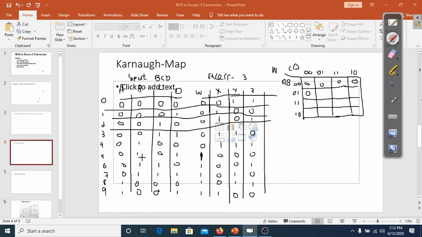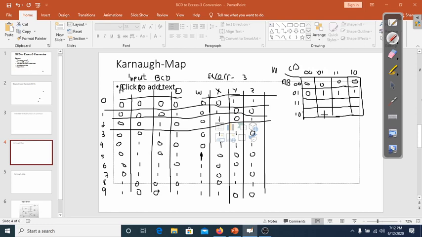For this combination 0 1 0 1, this is equal to 1. For 0 1 1 0, this is 1. So for this combination W is 1, 0 1 1 1, and again 1 0 0 1. So here is 1 0 and 0 1. For this combination W is equal to 1.